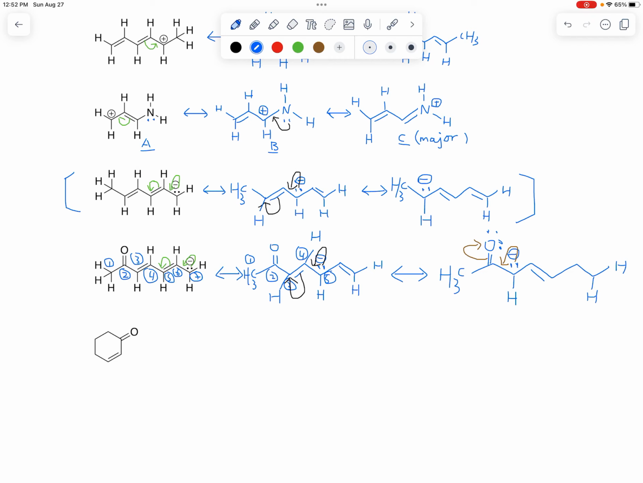Okay, now I fill this up. And under those circumstances, I can draw out another resonance structure, which is CH3. Draw out all the backbones. Oh, I missed a double bond there, huh? And oxygen has that lone pair. And now oxygen has a negative formal charge.